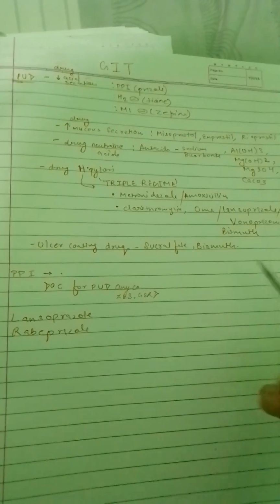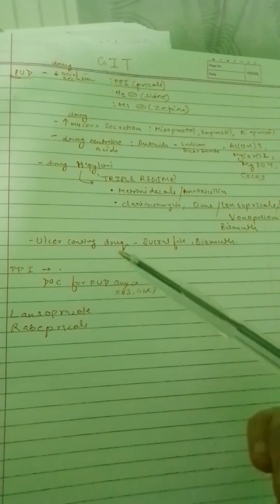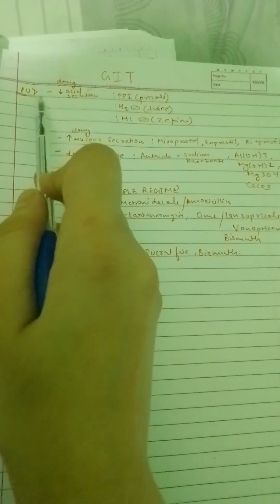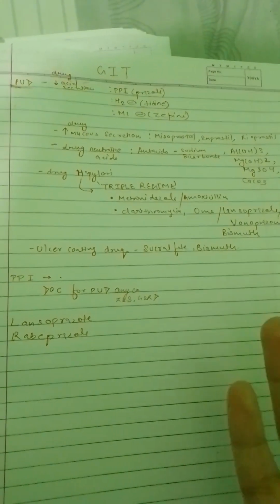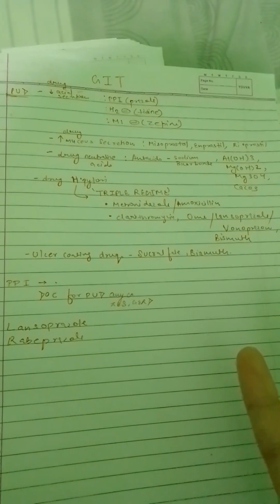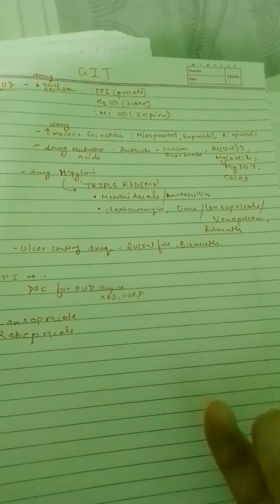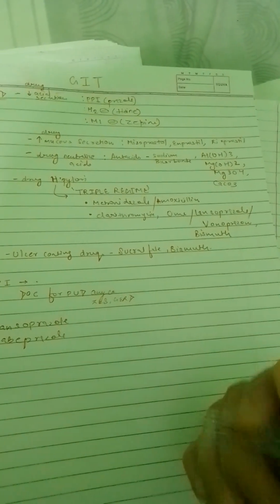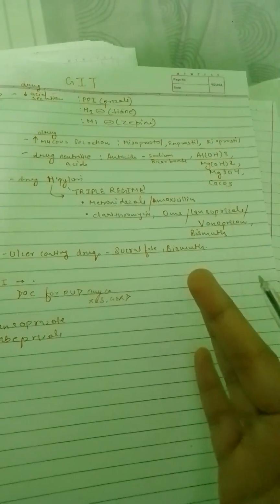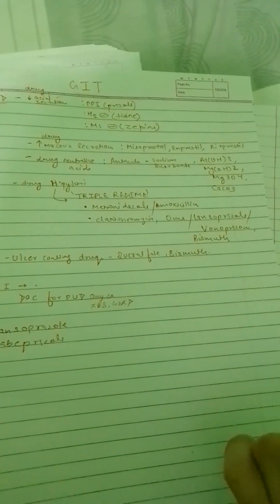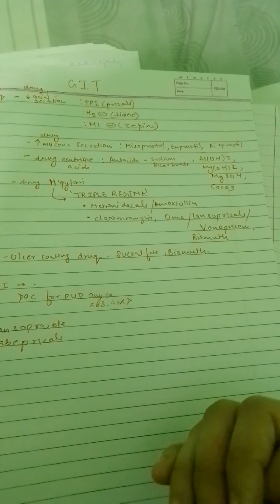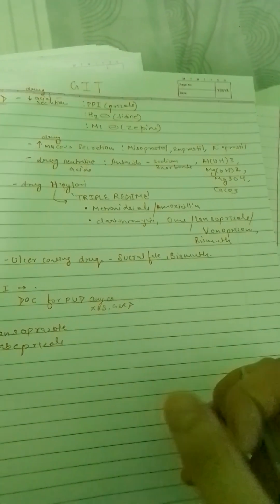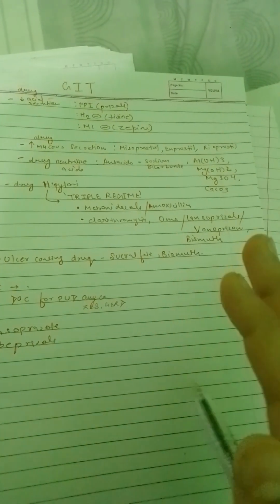Hello, so I'm starting about GIT pharmacology. This video is for revision purpose only. In GIT pharmacology, mainly we will talk about the peptic ulcer disease pharma and other ulcer coating drugs and other drugs for eradicating the H. pylori, etc. And the anti-diarrheal drugs and the anti-emetic drugs, meaning the drugs for diarrhea and vomiting, we are going to talk about in another video. Otherwise this video will become so huge, so it will not be good.